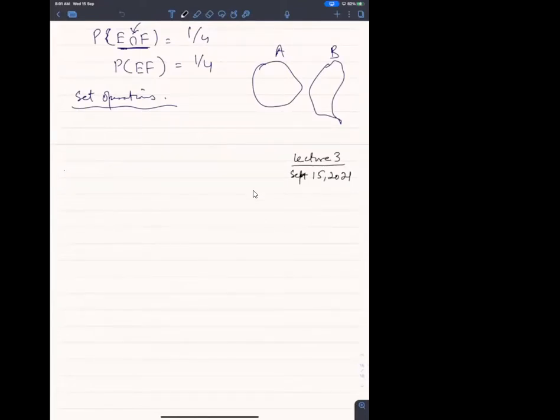Okay, we are going to get started. Somebody needs to confirm if they are able to see the shared screen. Yes, sir. Okay, great. Thank you.